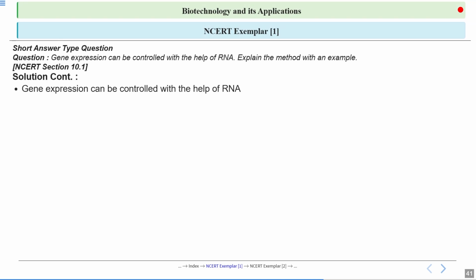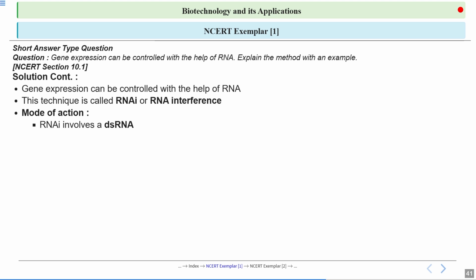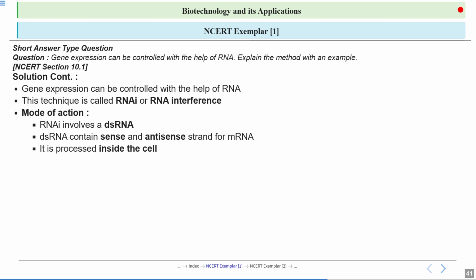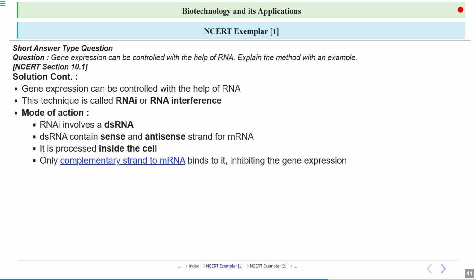Gene expression can be controlled with the help of RNA. One of the techniques is called RNA interference, or RNAi. What is the mode of action of RNA interference? First of all, RNA interference involves a double-stranded RNA. It contains both sense and antisense strands for mRNA. It is processed inside the cell, and only the complementary strand goes and binds to the mRNA, inhibiting its translation and thereby inhibiting the gene expression.